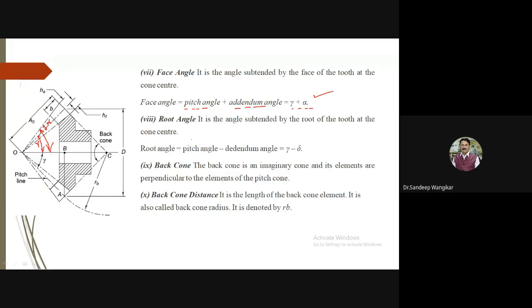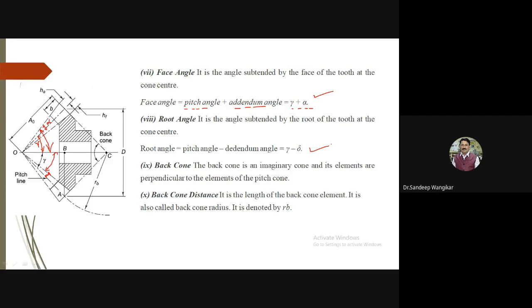Next concept, root angle. The root angle is the angle subtended by the root at the cone center. So for the root angle, you can see I want only this angle. So it is gamma minus, I have to subtract this particular smaller angle, which is nothing but the dedendum angle. So root angle is pitch angle minus dedendum angle. So I can say here gamma minus delta. This is nothing but your root angle.